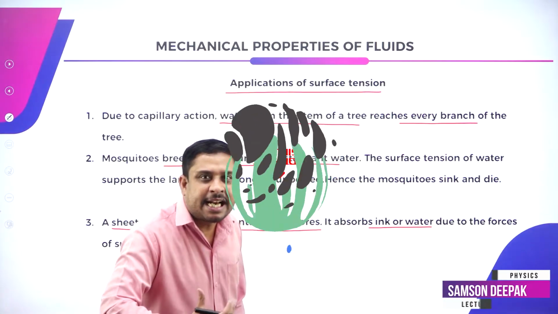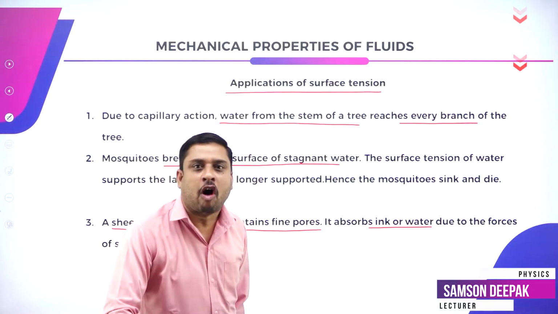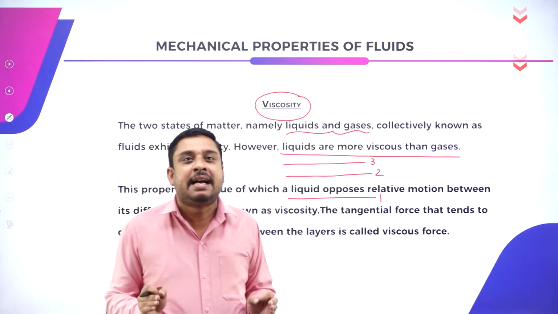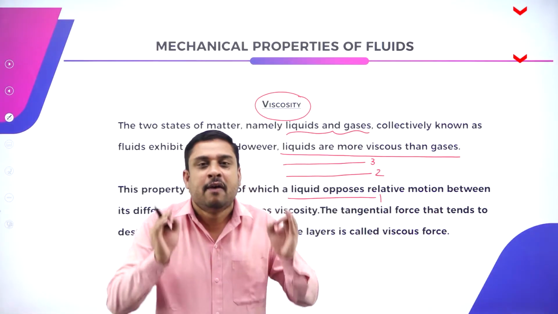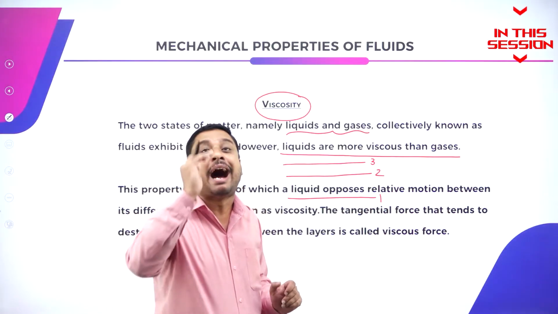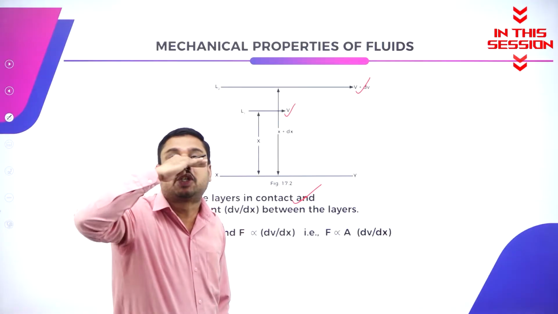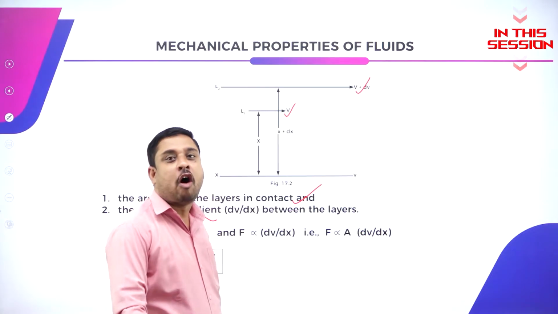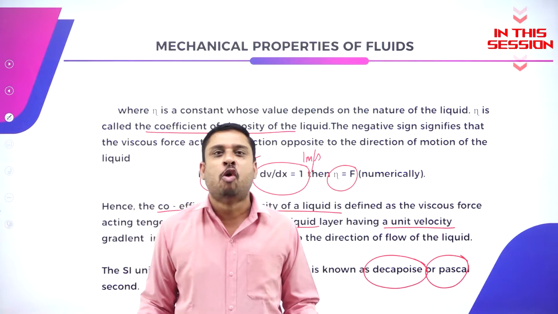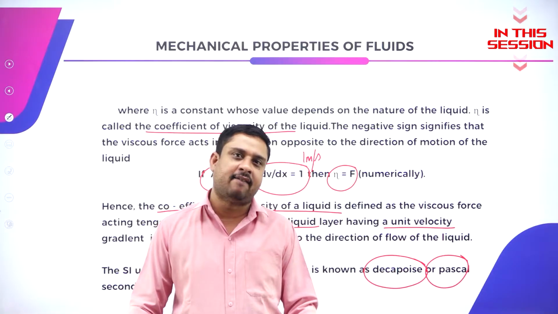It will either absorb ink or water by the action of surface tension. Every single layer will oppose the motion of the other layer. Some ratio with respect to distance is called gradient. They will not allow the layers to flow easily. Tangential destroying force is developed.